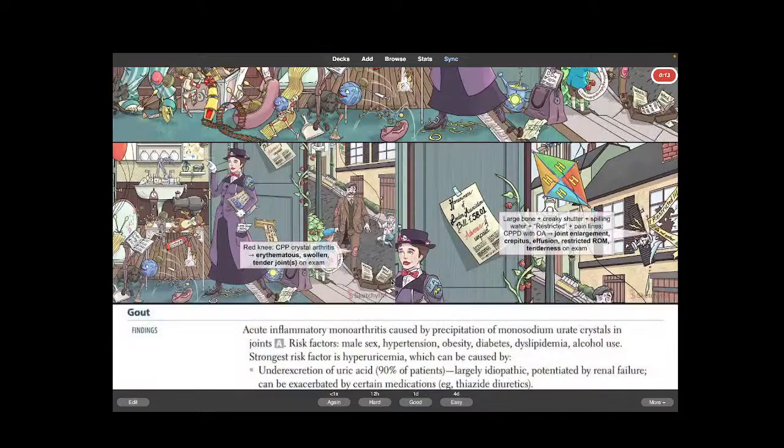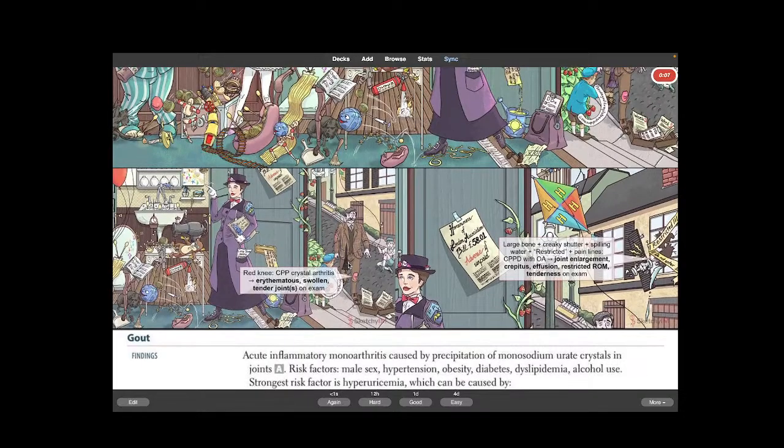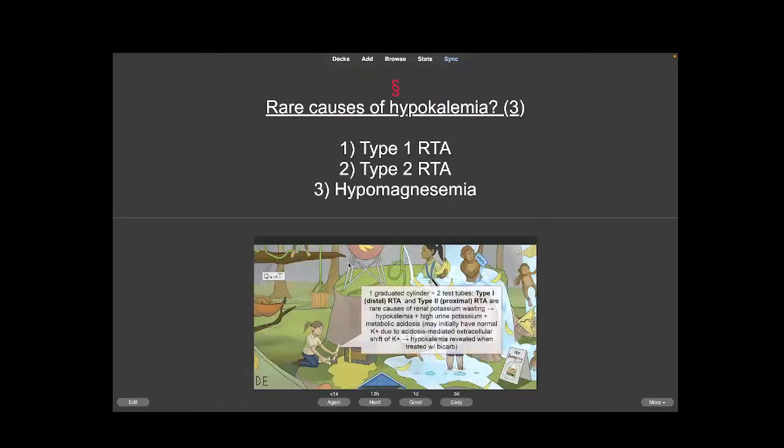Okay. How does CPPD disease present on exam? Erythematous, swollen, tender joints. There's joint restriction, crepitus, some pain. There will be pain. It's associated with hypokalemia, type 1 RTA, type 2 proximal RTA, and hypomagnesemia.